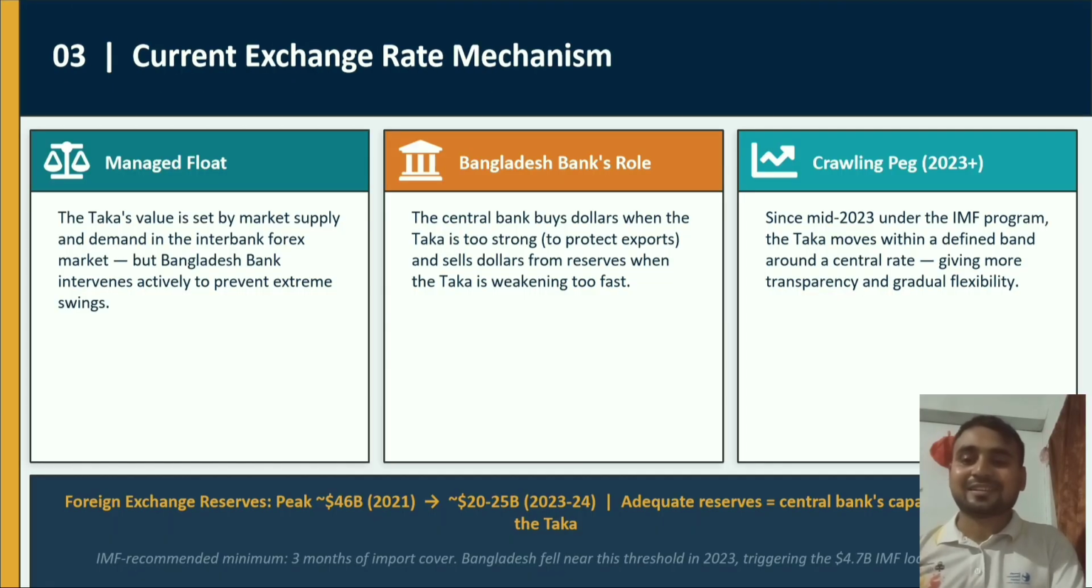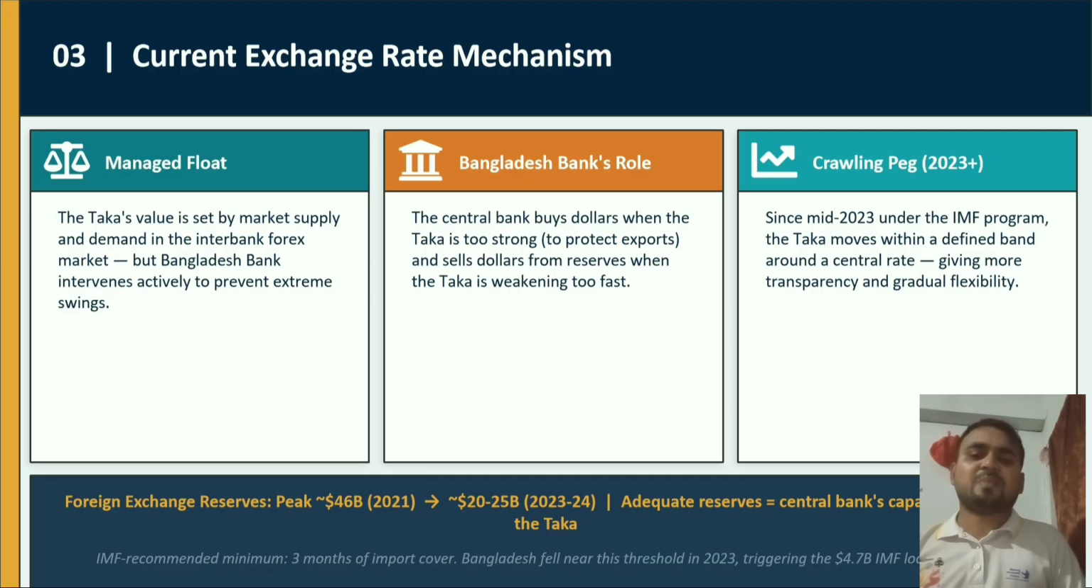Moving to the next slide, we will see the current exchange rate mechanism in our country. So how does the current system actually work? There are three things to understand. First, it's a managed float. The Taka's value is primarily set by supply and demand in the interbank foreign exchange market, but it is not a completely free float. Bangladesh Bank actively intervenes to prevent extreme swings.